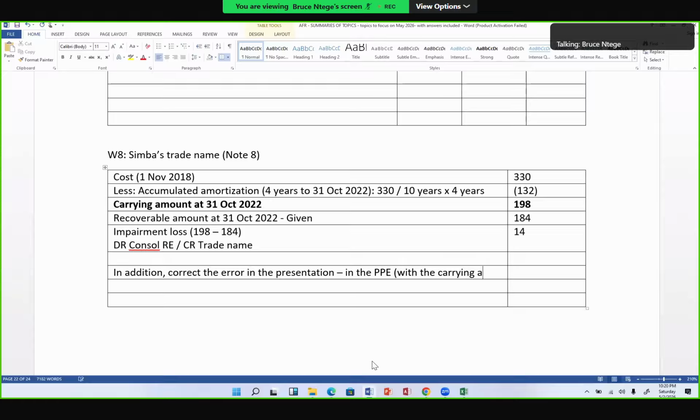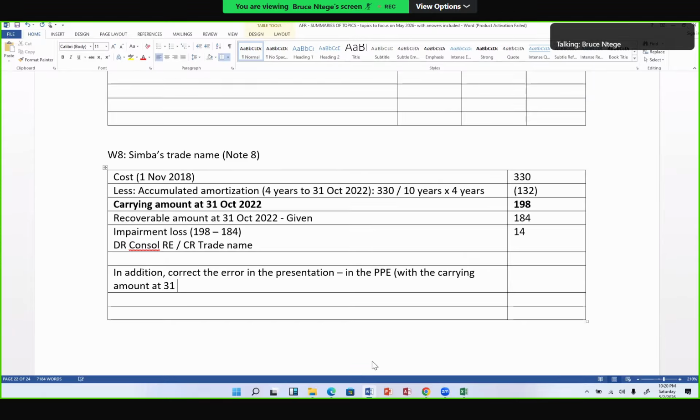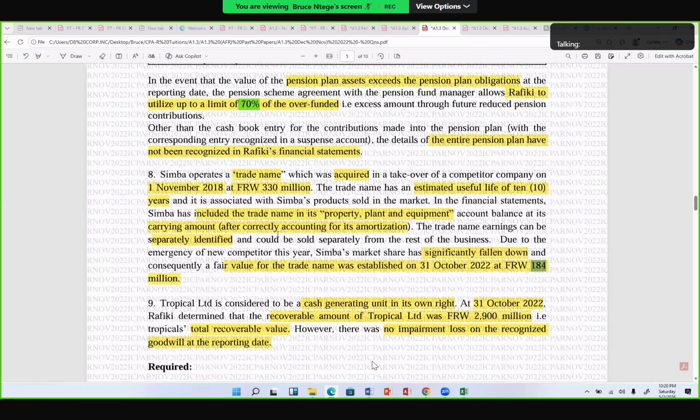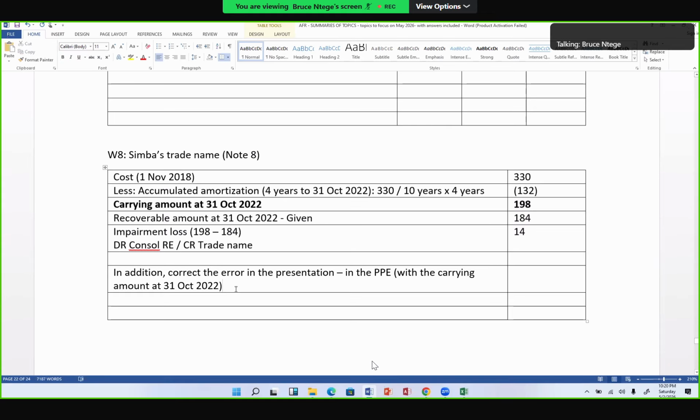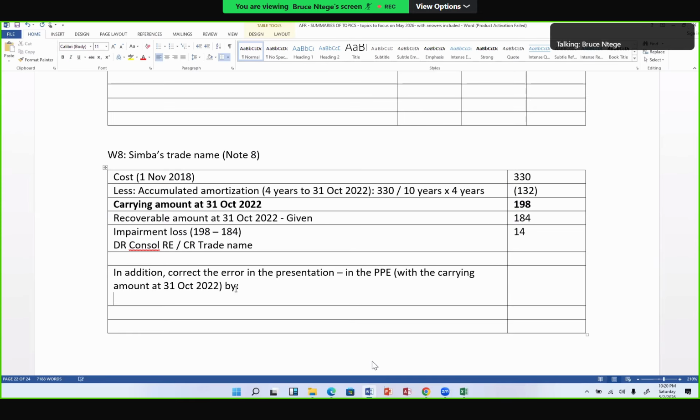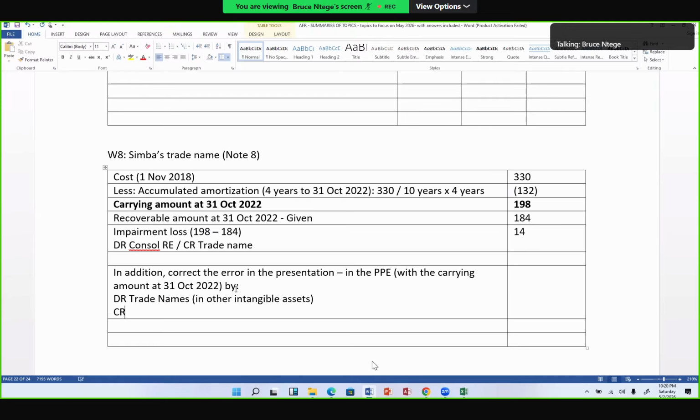Okay, carrying amounts at the year end. By 31st October 2022, they had put the 198 in the PPE because they said clearly that the figure they put in PPE had correctly taken care of that accumulated amortization. So that 198 in the PPE is what we want to adjust out. How do we adjust that out? We shall debit this in the trade name. Trade name is under intangible assets. This should be the column called other intangible assets. The line is called other intangible assets, while the credit is going to take it out of PPE.